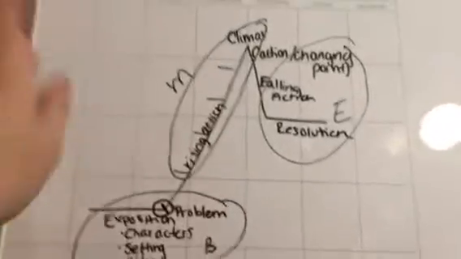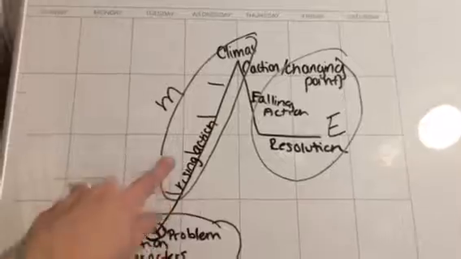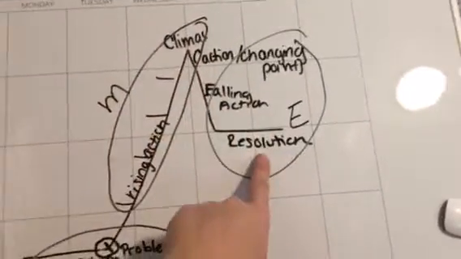Just to remind ourselves, we start out with the exposition, then the problem is introduced, which begins the rising action, which then leads to the climax. Then we have falling action, and then finally the resolution.